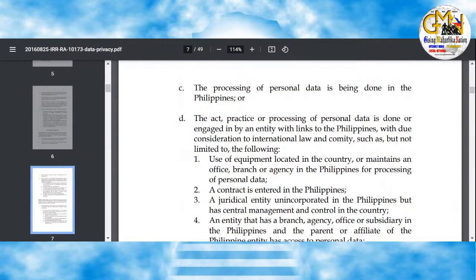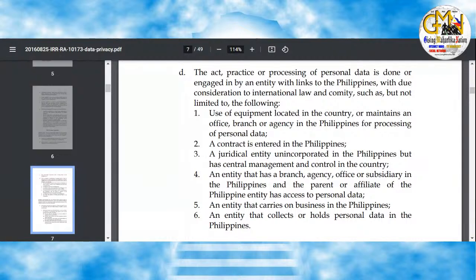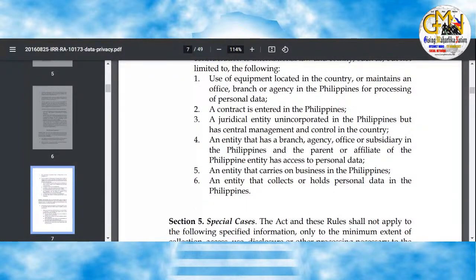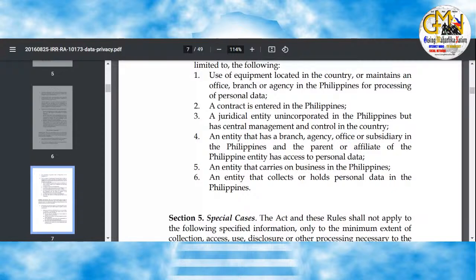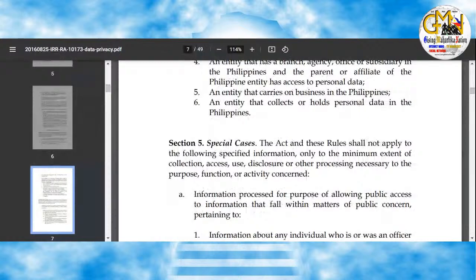the act, practice, or processing of personal data is done or engaged in by an entity with links to the Philippines, with due consideration to international law and comity, such as but not limited to the following. First, use of equipment located in the country or maintains an office, branch, or agency in the Philippines for processing of personal data. Second, a contract is entered into in the Philippines. Third, a juridical entity unincorporated in the Philippines but has central management and control in the country. Fourth, an entity that has a branch, agency, office, or subsidiary in the Philippines and the parent or affiliate of the Philippine entity has access to personal data. Fifth, an entity that carries on business in the Philippines.